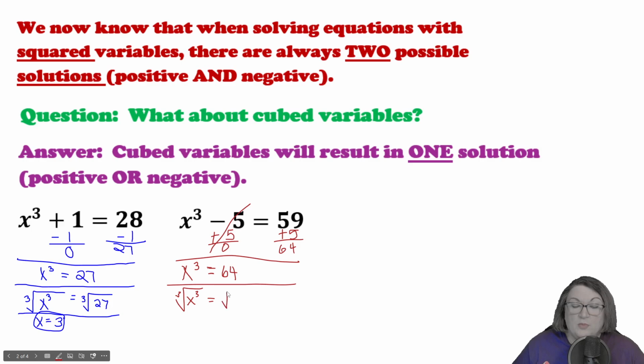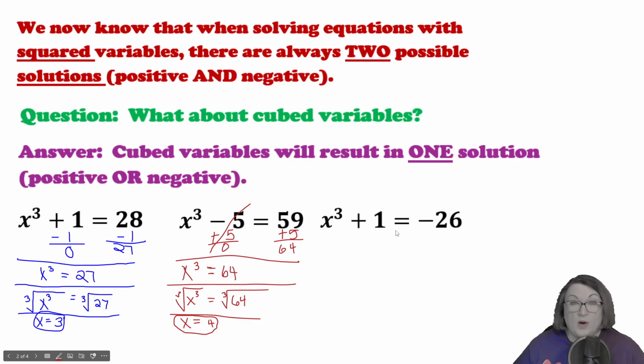And then we'll take the cube root of the 64 as well. And in this case, we end up with x equaling 4, because 4 times 4 times 4 is 64, and x times x times x is x to the 3rd power. 1 solution. The third one, we have x to the 3rd power plus 1 equals negative 26.